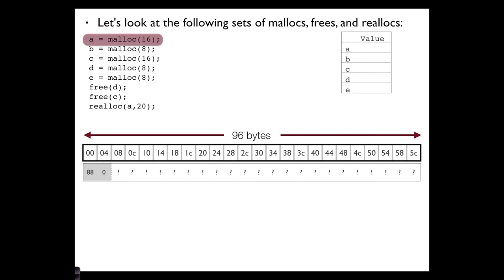If we are going to do malloc of 16, where are those 16 bytes going to come from? Actually, it's hard to see the gray. Can you guys see that gray over there? Oh, you can. Okay. At this angle, it's hard to see.